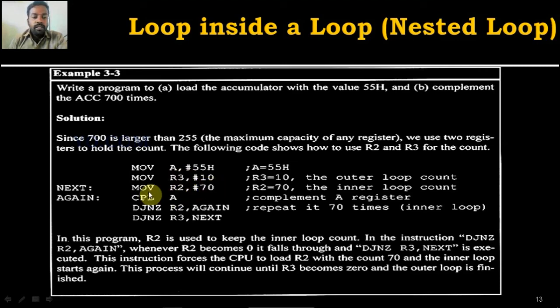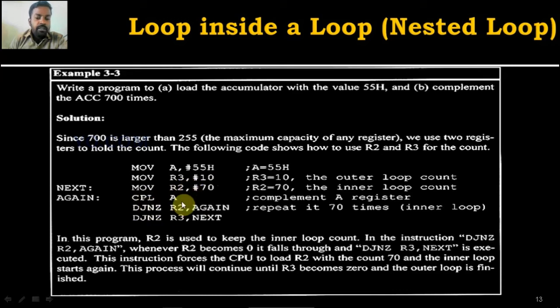So we consider 2 loops. After that we do CPL A. First we decrement R2, that is the inner loop. Now R2 is decremented, then jump if not zero again. So this loop is executed 70 times.